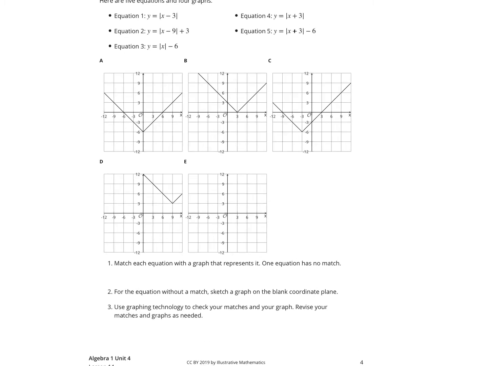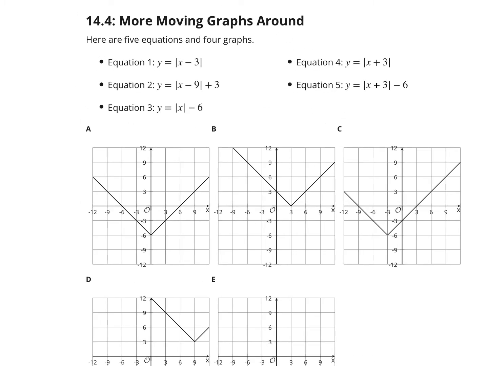All right, so let's take a look at graph A first. So I notice graph A shifted down to -6, meaning my y-intercept is now -6. Because it's shifting down, I know that my subtraction is happening outside of the absolute value symbols, so that would make this equation 3.